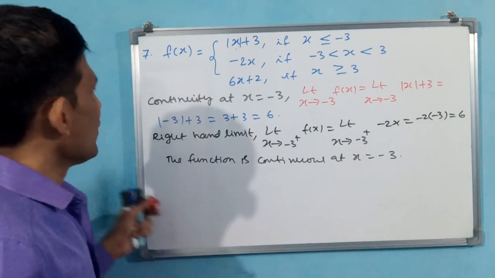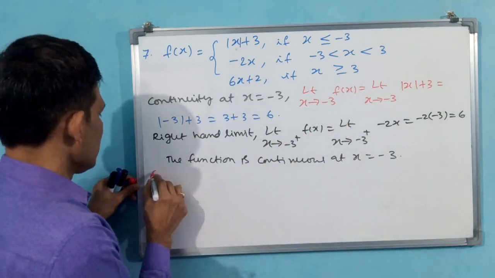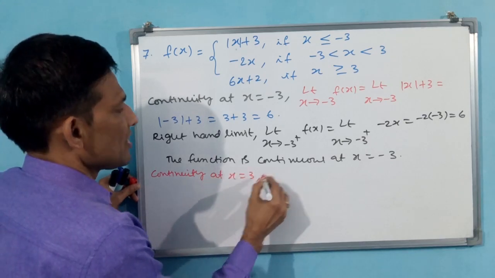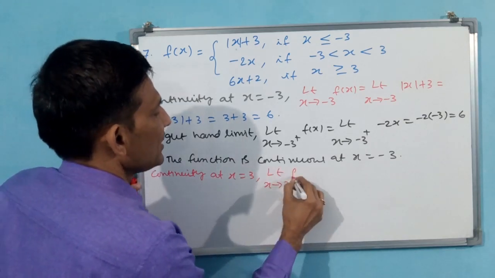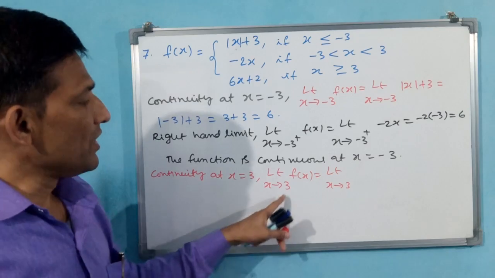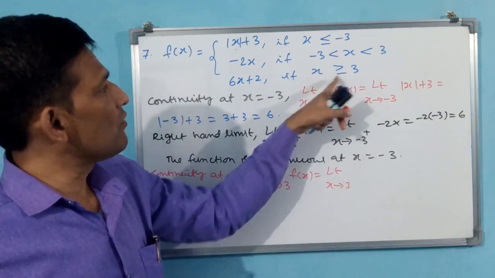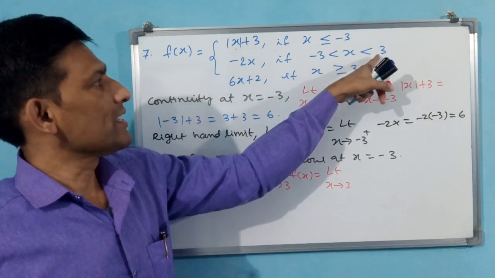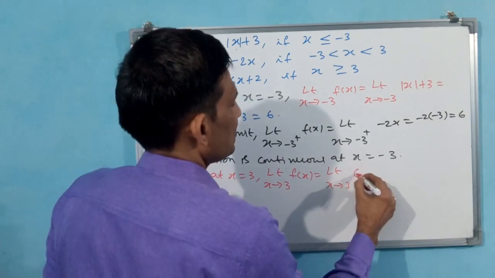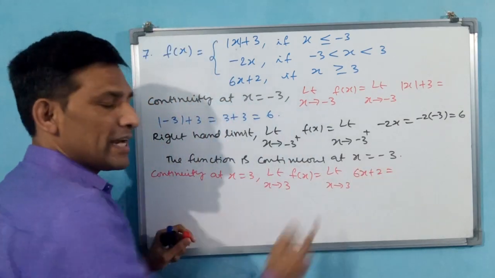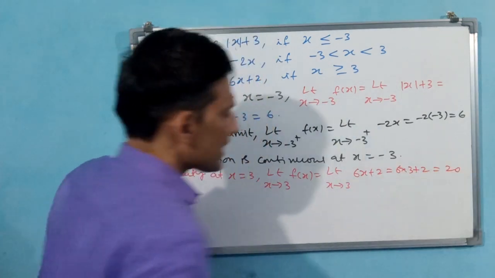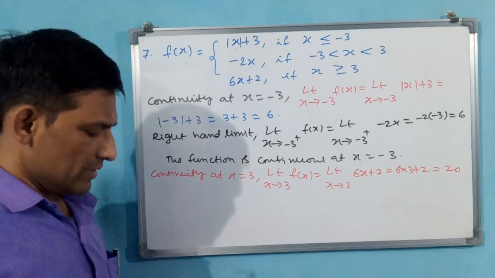Write down. Continuity at x is equal to 3, comma, limit x tends to 3, f of x is equal to limit x tends to 3. Now wait and write. You see, equal to 3, where is it? Equal to 3, here only. First you have to take this one, not here. Here less than 3, equal to 3. Write down 6x plus 2. That is equal to, if you apply the limit, 6 into 3 plus 2, that is equal to 20. Is it correct? 18 plus 2. Correct only. Okay.